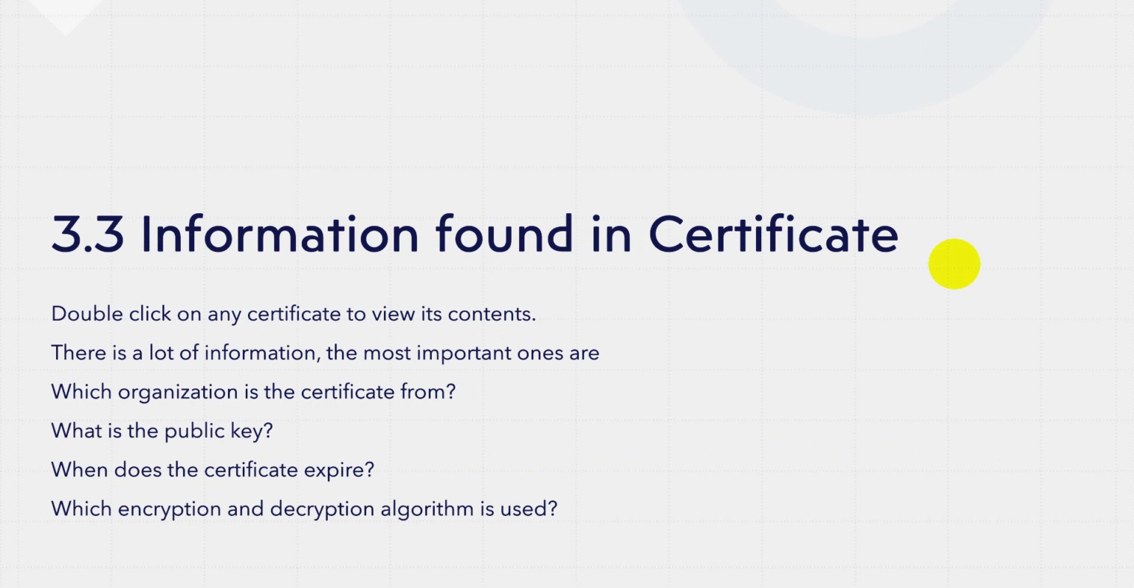Information found in a certificate. Double-click on any certificate to view its contents. There's a lot of information, but the most important ones are: which organization is the certificate from? What is the public key? When does the certificate expire? Which encryption and decryption algorithm is used? So you can look at all of that information.